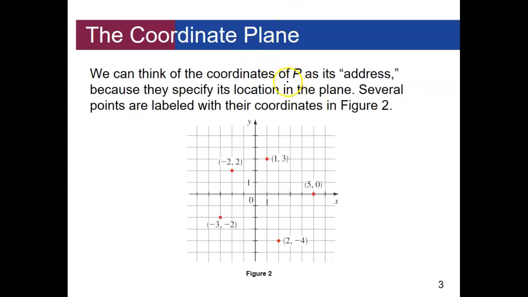Okay, so when we're labeling on the coordinate plane, each point basically gets its own address, and that address is its coordinates, and they are of the form (x, y), like we said. So if we go in the negative direction, we'll go back 2 and up 2 to get to this point. So the coordinates would be (-2, 2), and so forth.